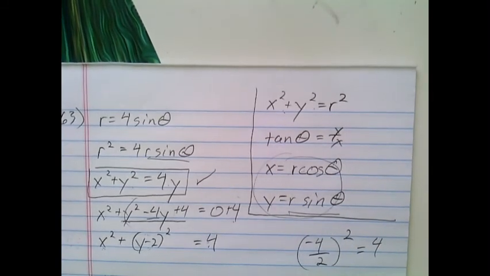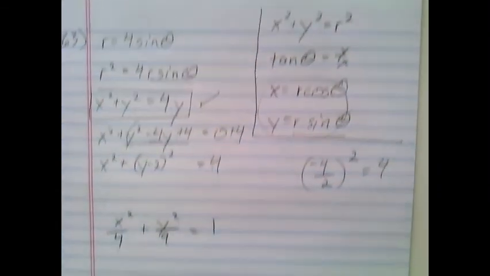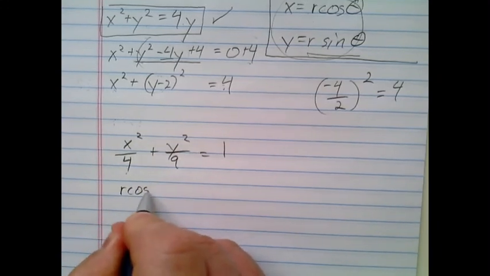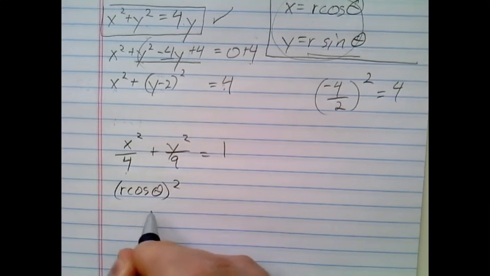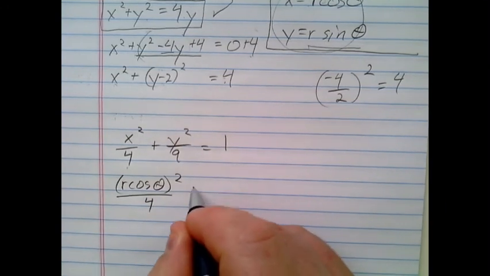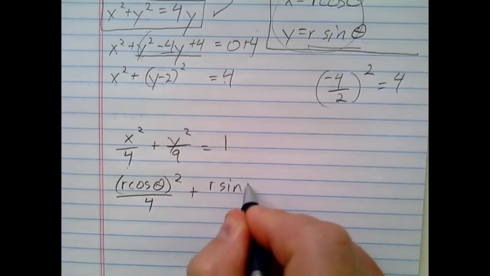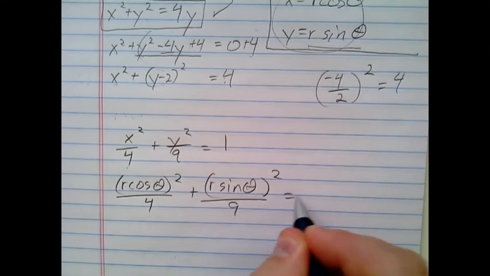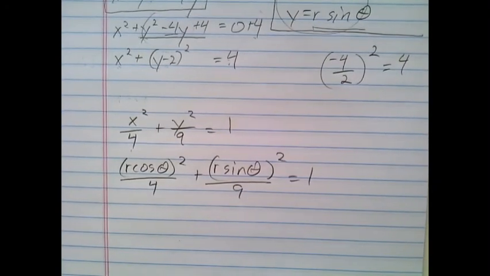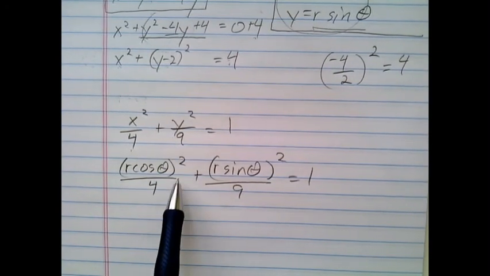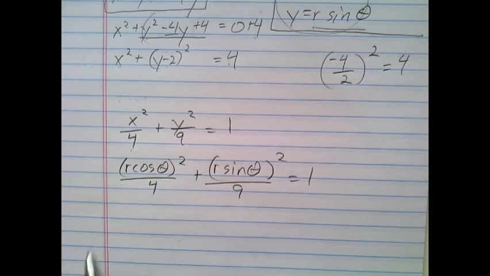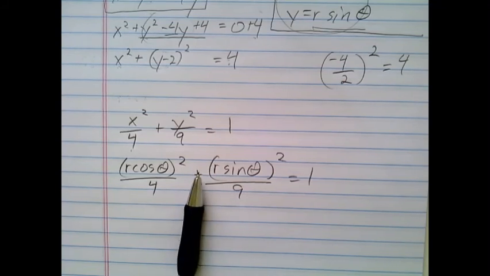I can always replace x with r cosine theta and y with r sine theta. So let me see. R cosine theta replaces x, so it gets squared and put over 4. And r sine theta replaces y, so it gets squared and put over 9. Well, at this point, I have now translated from rectangular form to polar form. I had x and y variables. Now I have r and theta variables. But Desmos is not going to know what I'm talking about unless I solve for r.